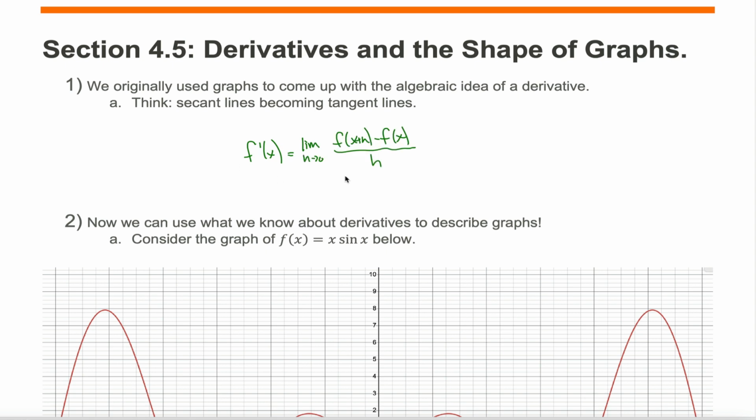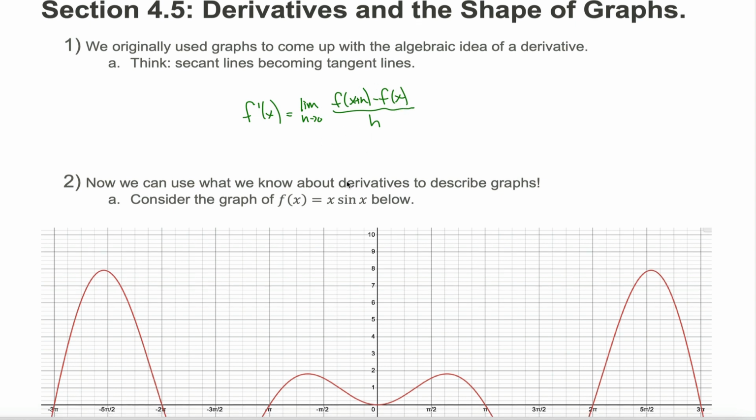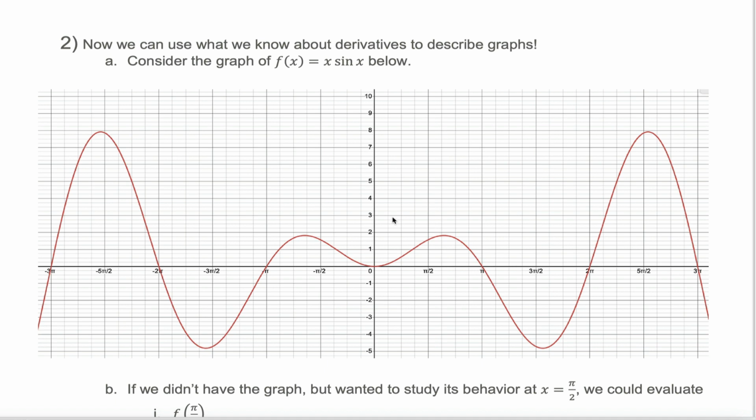The basis of all the stuff we learned in calculus kind of came from this formula, and this formula kind of came from looking at graphs and taking 2 points and letting them get arbitrarily close together. Our algebra all started with the graphs, and now we're taking all that knowledge we have of the algebra and applying it back to graphs. That's a lot of talking. Let me show you an example.